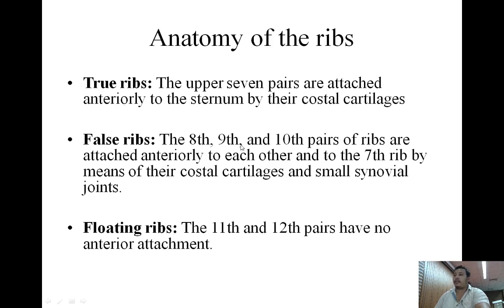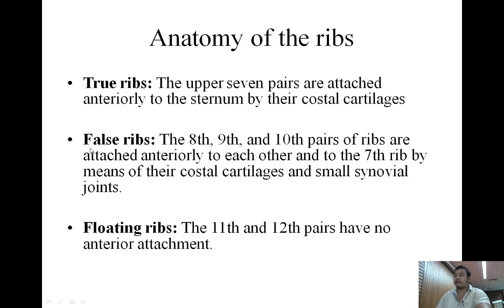Then rib number 8, 9th and 10th are called false ribs. These are false ribs because they are not attached to the sternum, but the costal cartilages of these ribs are attached to the costal cartilage of the rib above. That means rib number 8 is attached to rib number 7, rib number 9 is attached to rib number 8, and rib number 10 is attached to rib number 9. Because of this, these ribs are called false ribs. This is separate from typical and atypical. Among the true ribs, there are typical ribs as well as atypical ribs. Why? Rib number 1 is an atypical rib, but 2 to 6, 2 to 7, they are typical ribs.